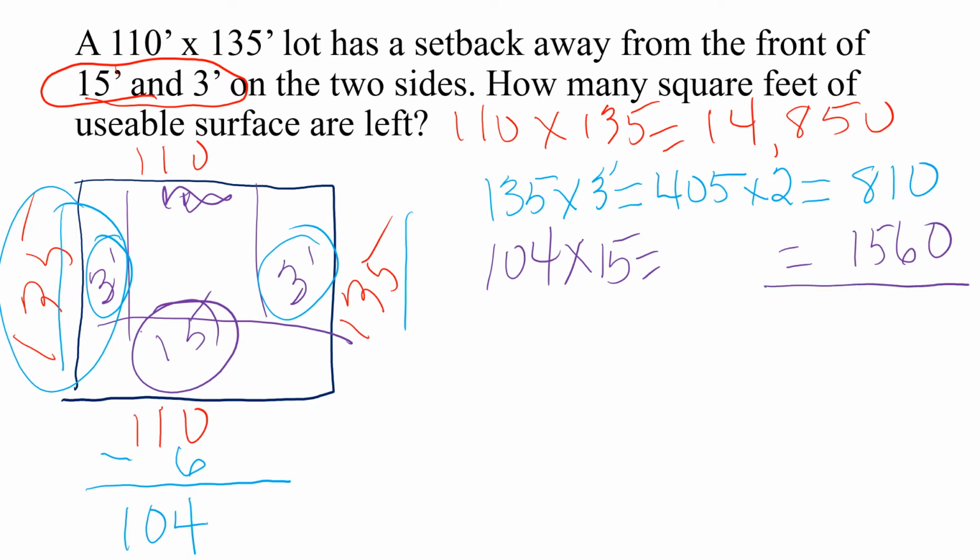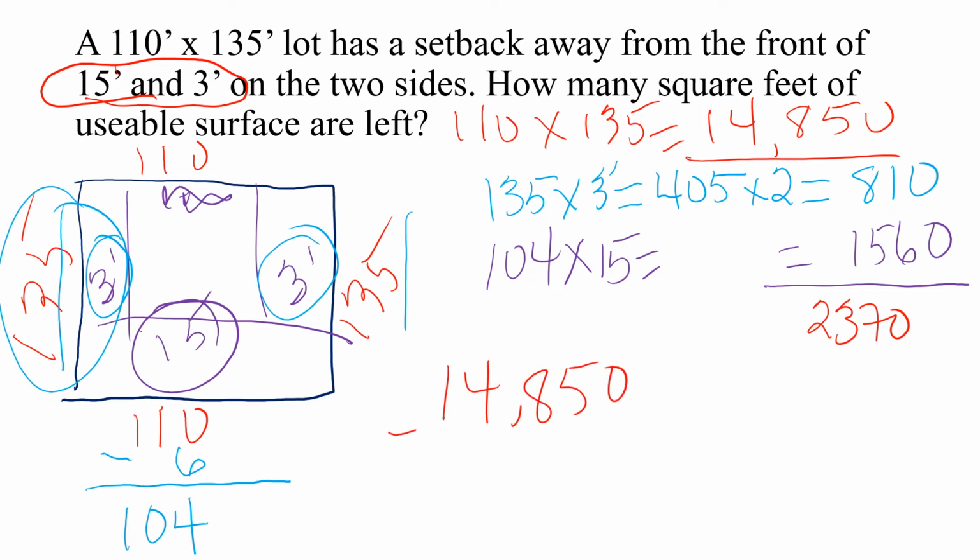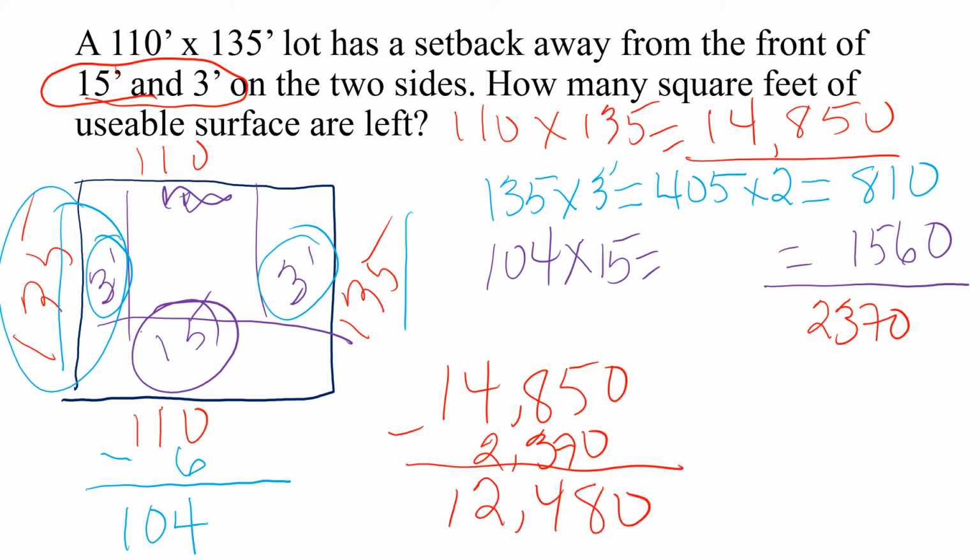And when I add those together, I get 2370. So if I take my total square footage and I subtract my 2,370, I'm left with 12,480 of usable space.